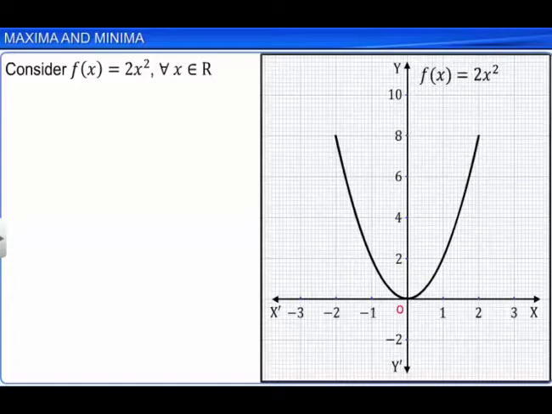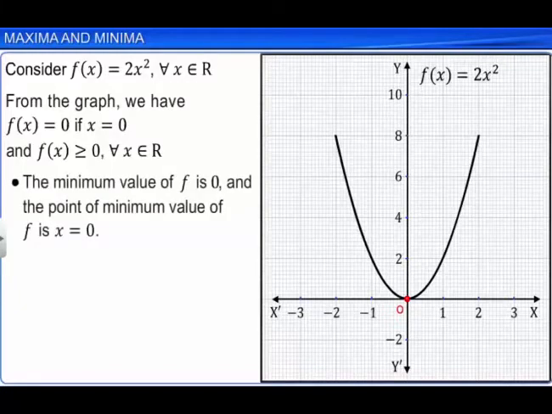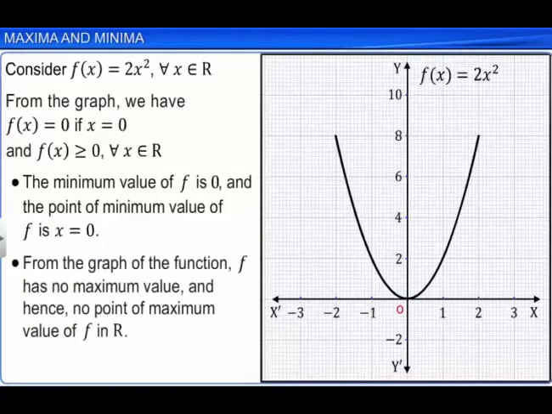The value of the function f at the point 0 is 0, and f(x) is always greater than or equal to 0 for all real values of x. Therefore, the minimum value of the function is 0, and the point of minimum value of f is x = 0. It may also be observed that there is no maximum value for this function, since the value of the function increases as x increases from 0, and also the value of the function increases as x decreases from 0.